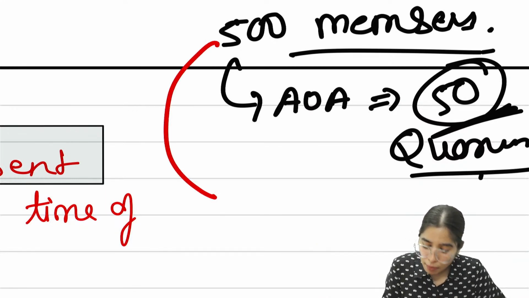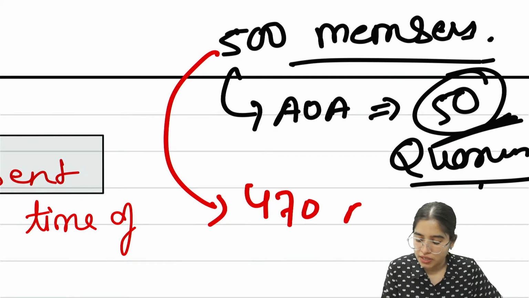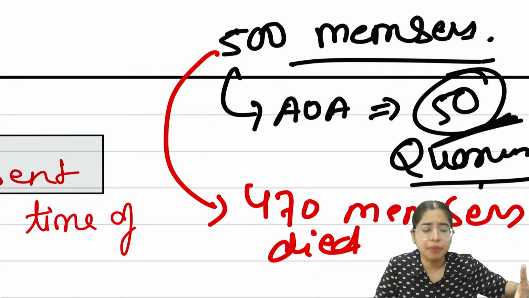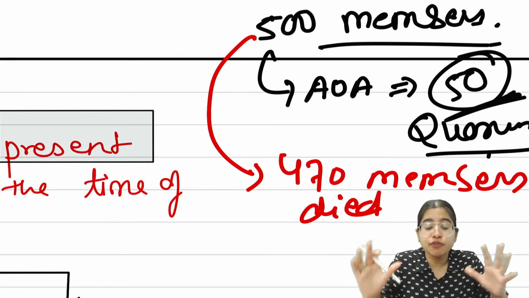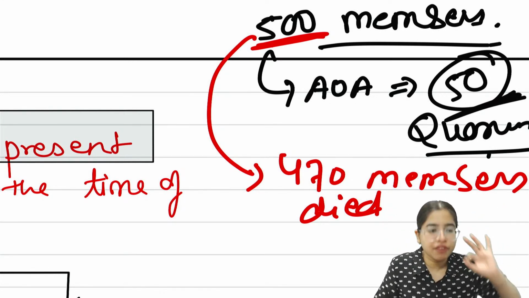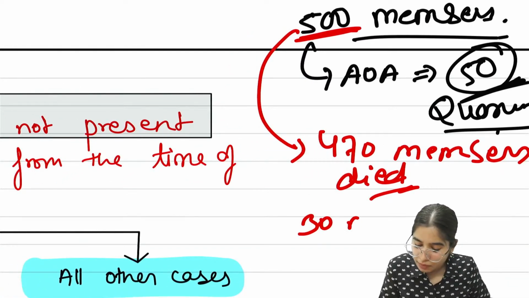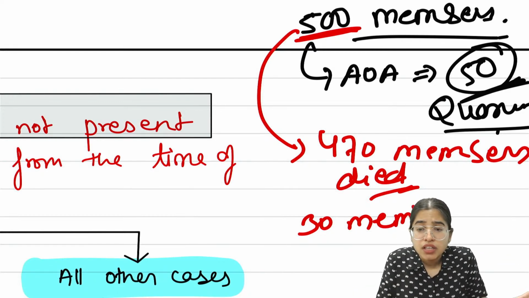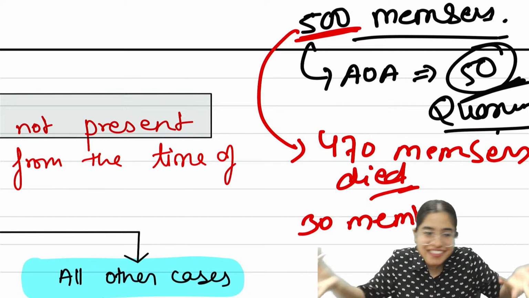And what happened? Among these 500 members, let's say 470 members died, or they sold their shares. Whatever happened, they either sold their shares or died. So how many members remain? Earlier there were 500, but 470 are gone, so only 30 members remain. If there are only 30 members in the company, how can we bring 50 members? Only 30 members can attend the meeting now.